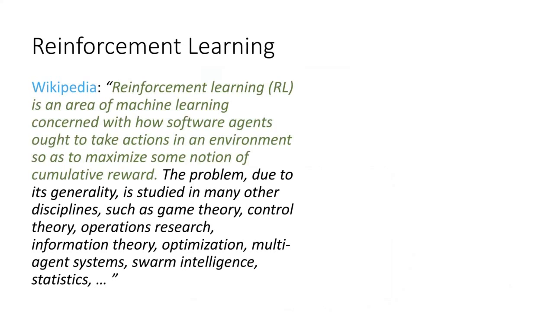What is reinforcement learning? I used the same methodology, that is, I went to Wikipedia and checked the definition of reinforcement learning, but the Wikipedia definition of reinforcement learning is much larger than the definitions of supervised learning and unsupervised learning. Wikipedia suggests that reinforcement learning is an area of machine learning concerned with how software agents ought to take actions in an environment so as to maximize some notion of cumulative reward. The problem, due to its generality, is studied in many other disciplines such as game theory, control theory, operations research, information theory, optimization, multi-agent systems, swarm intelligence, and many more.